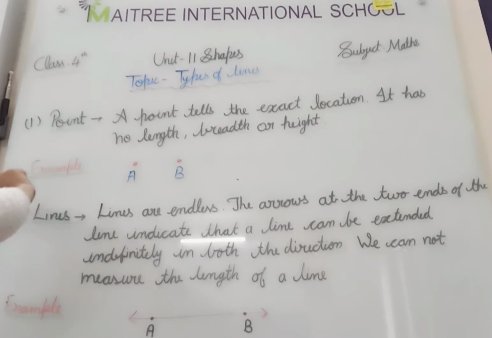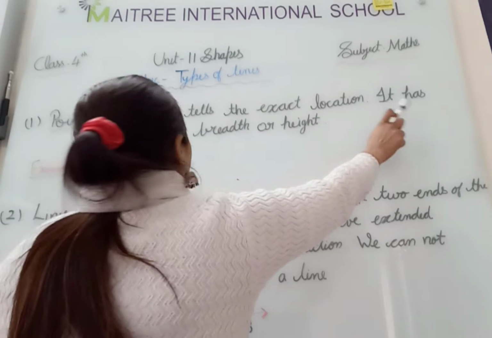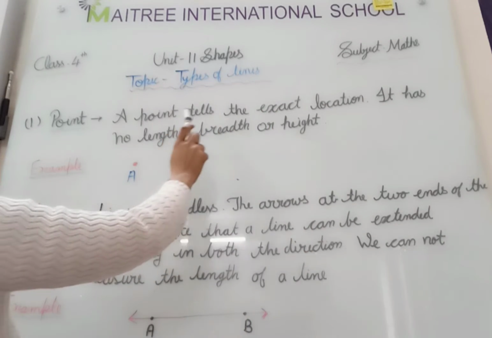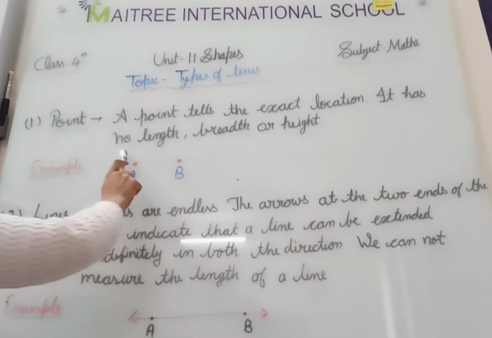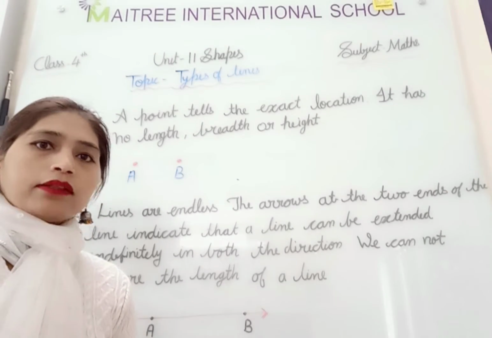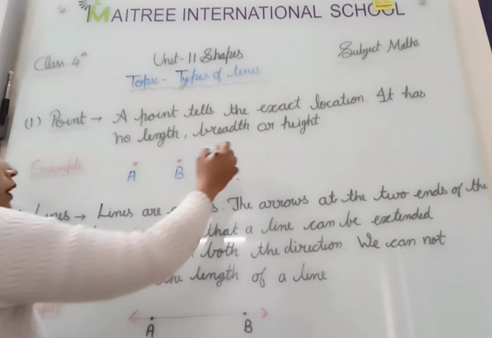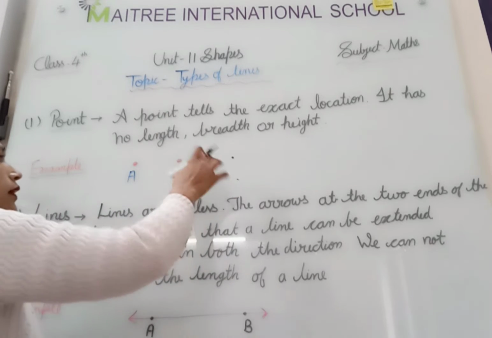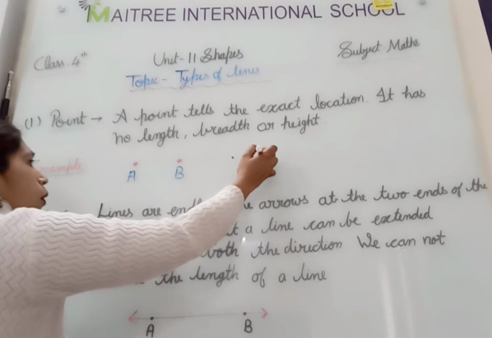So what is a point? A point tells the exact location. It has no length, breadth or height. Now you know what the meaning of breadth is. The point doesn't have any height, length or breadth, and it tells the exact location. If I am talking about the point, it means where it is. It tells us the exact location. So this is called the point, and we indicate the point like this.